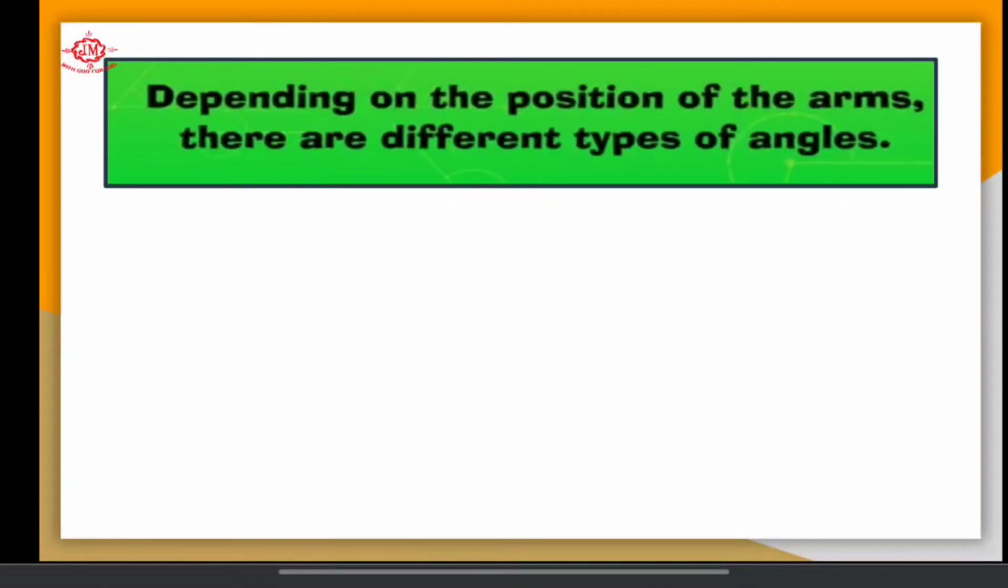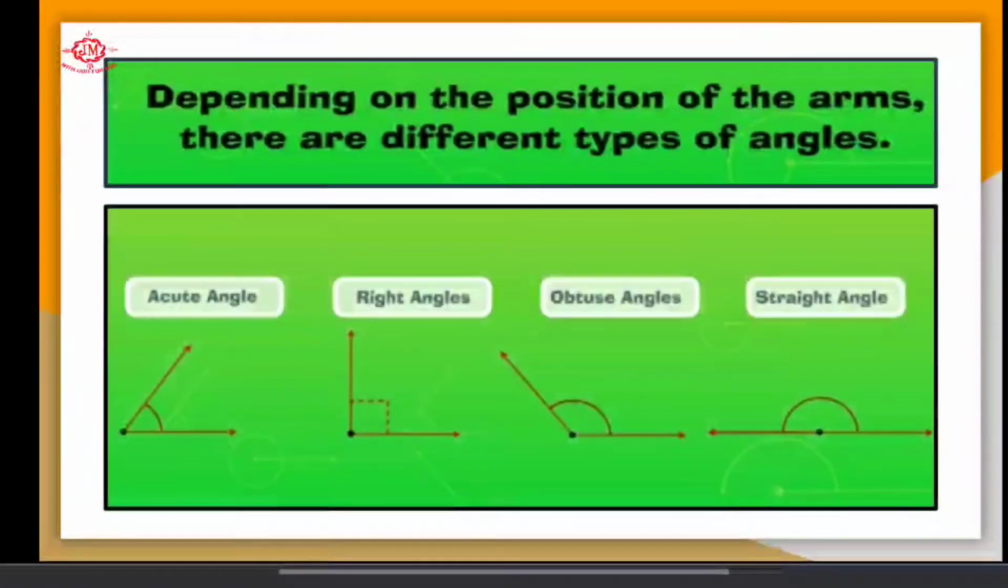Let us now revise the 4 types of angles we have learnt. Depending on the position of the arms, there are different types of angles. The acute angle, the right angle, the obtuse angle, and the straight angle.